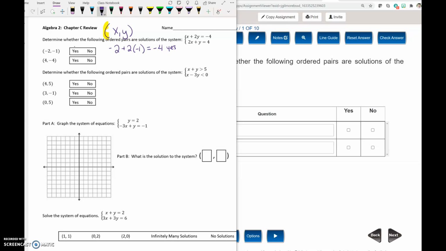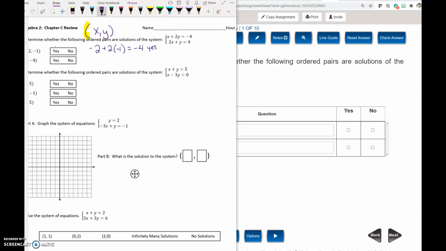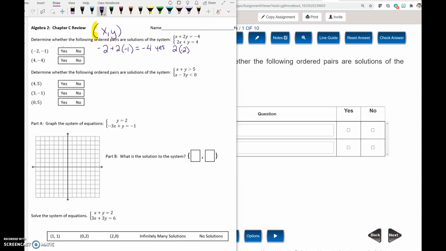Now we have to plug it into the other equation. So 2 times -2 plus -1, and we need to see if that equals 4. This would be -4 plus -1. That does not equal 4, so that is not a solution to the system.